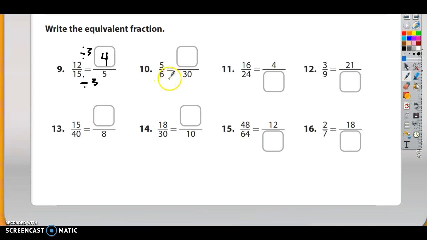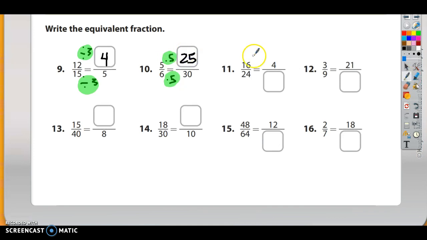How do I get from 6 to 30? I multiply by 5. So then I have to multiply the numerator by 5. The key here is, check this out. Whatever you do to a denominator, you have to do the same thing to the numerator. So if I multiply this denominator by 5, I have to multiply that numerator by 5. So I get 25.